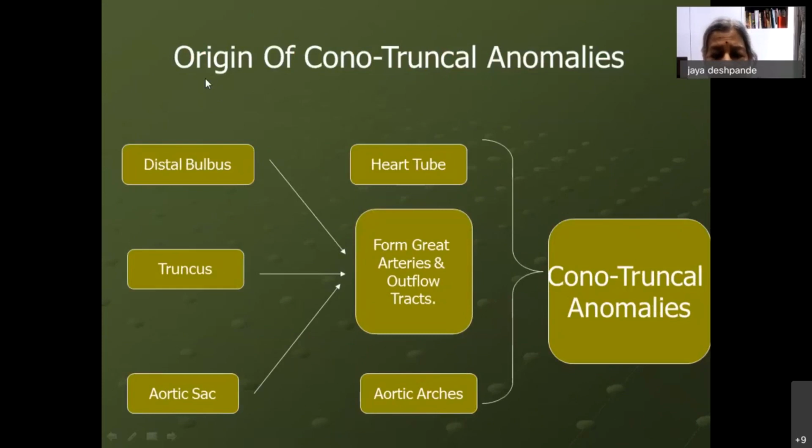So let us look broadly at the origin of conotruncal anomalies. The distal bulbus, the truncus, and the aortic sac all form the great arteries and the outflow of the ventricles. Then you have the heart tube and the process of looping, and you have the aortic arches. All of this contributes to the conotruncal anomalies.